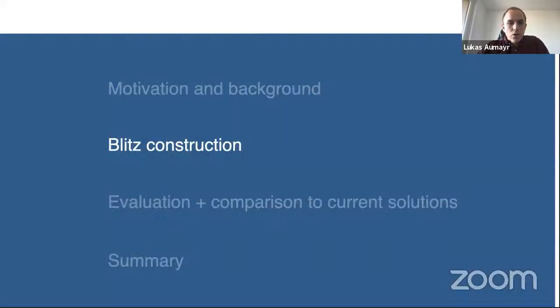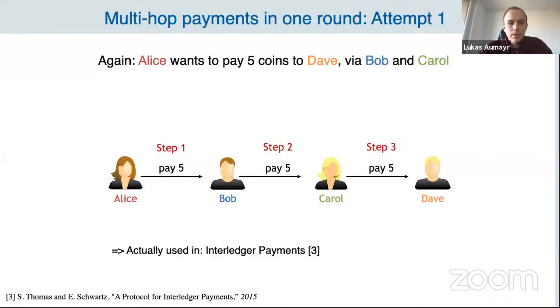So let me now go over the Blitz construction, which achieves all these properties, but also improves on these drawbacks. And the way I will present it is I will start by giving a simple way of doing payments in one round, point out some problems with it, and then incrementally improve it until we arrive at the solution. So let's start with a simple first attempt of doing one-round payments. Again, we have the scenario where Alice wants to pay 5 coins to Dave via Bob and Carol.